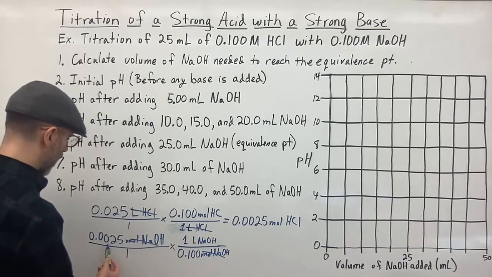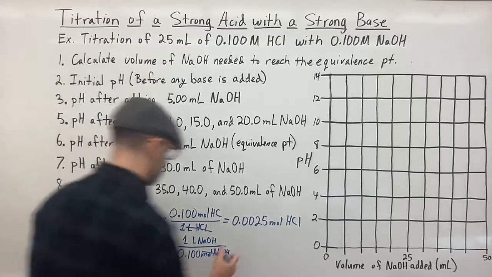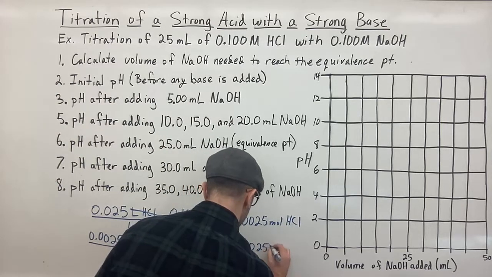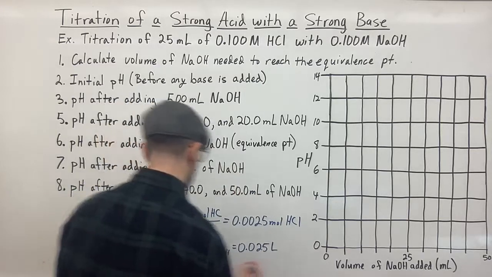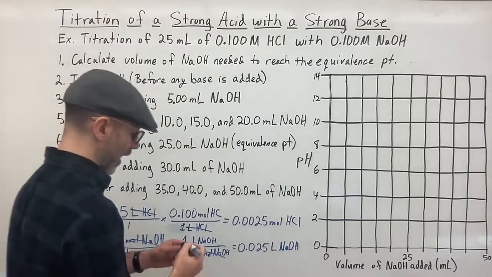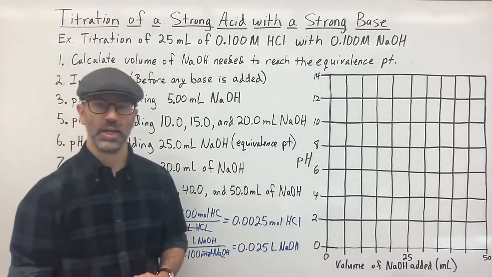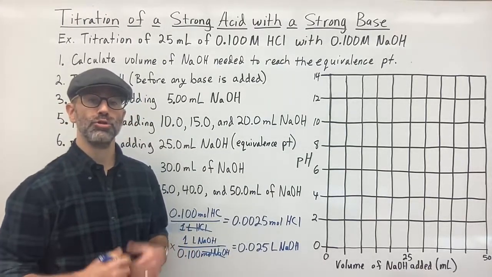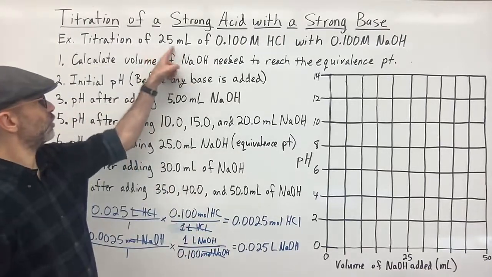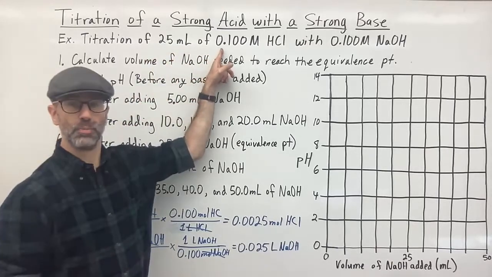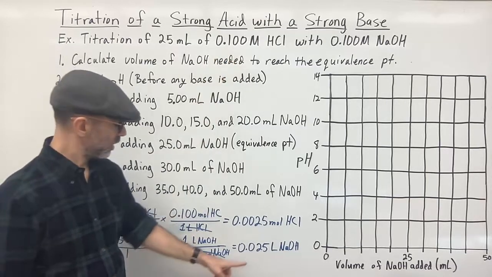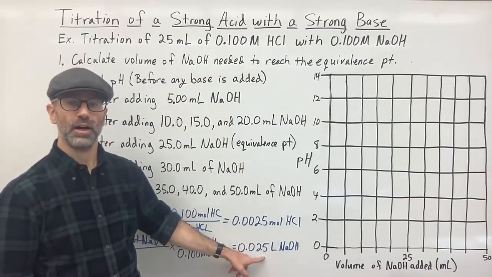And then now I'm dividing this by this, and that's going to be equal to 0.025 liters of my NaOH solution, which is the same as 25 milliliters of NaOH solution. So in order to neutralize 25 milliliters of the 0.100 molar HCl solution that I'm given, I need to add 25 milliliters of the base.